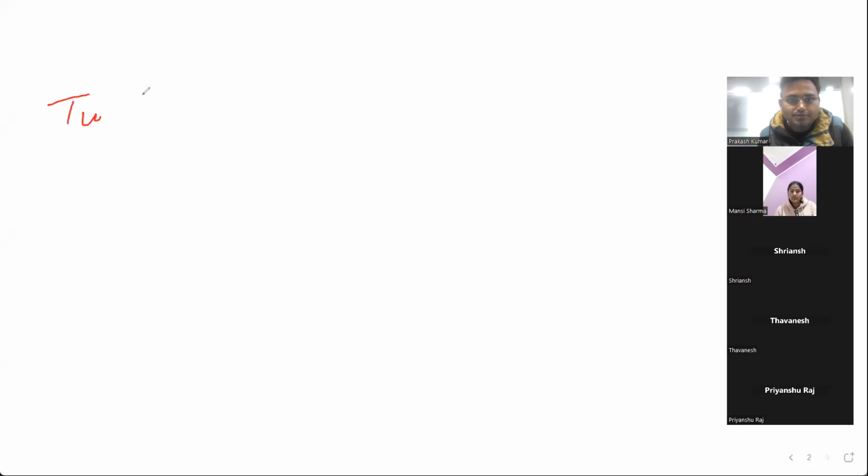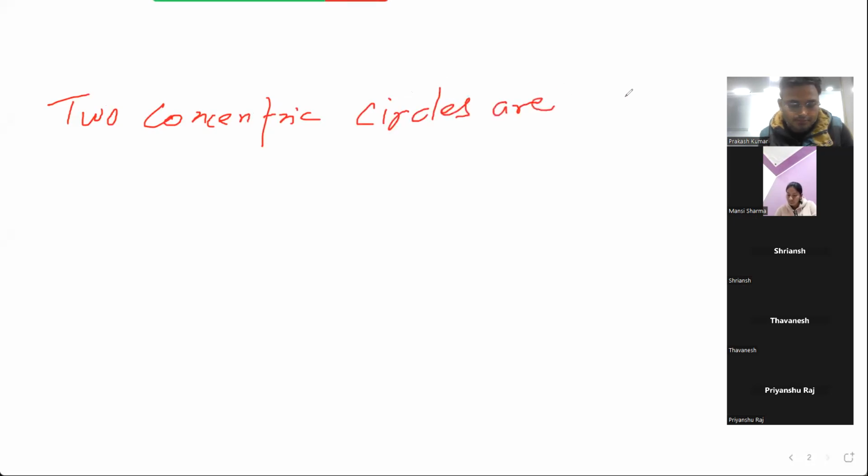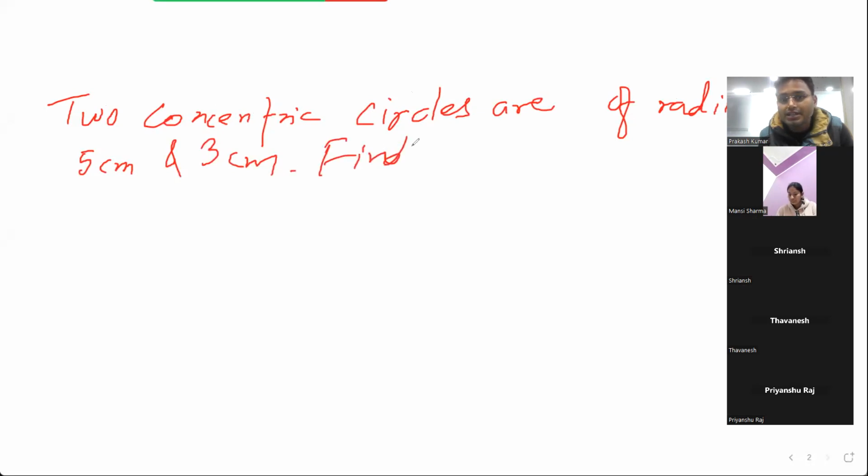So the question is: two concentric circles. This question I found in a sample paper. So it's an easy level question that comes in section A or B. Circles are of radii. Radii means radius, plural, right? Singular, plural. 5 centimeter and 3 centimeter. Write down the question. Or if you can directly draw the diagram, draw the diagram. No need to write the question.